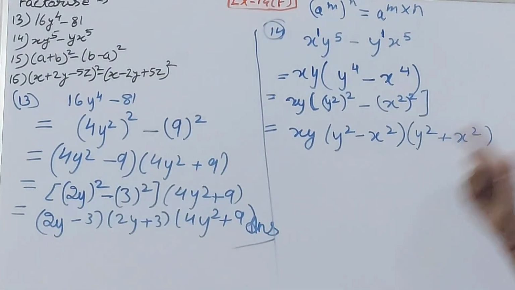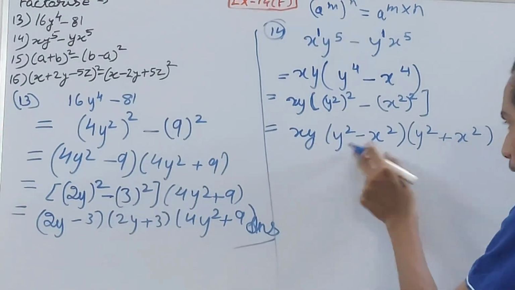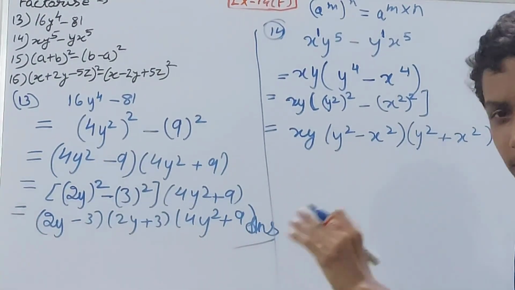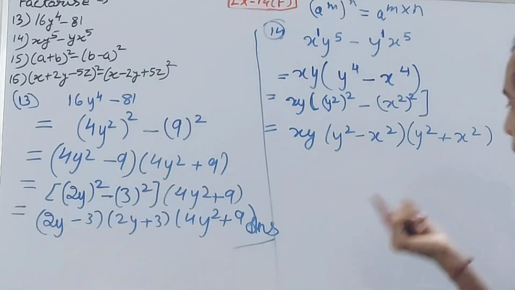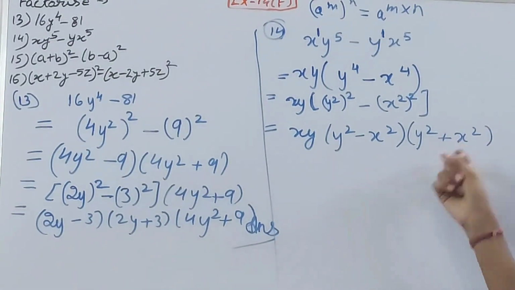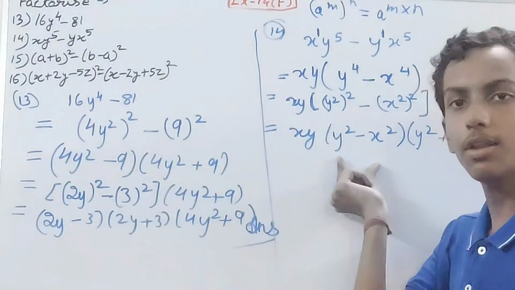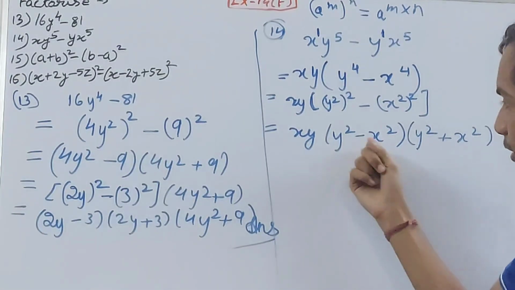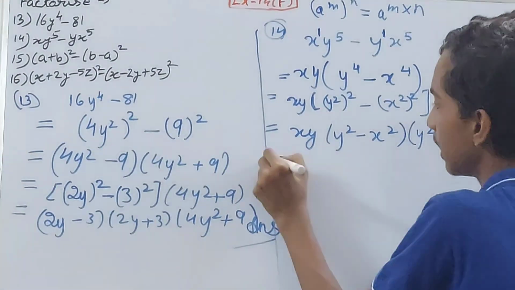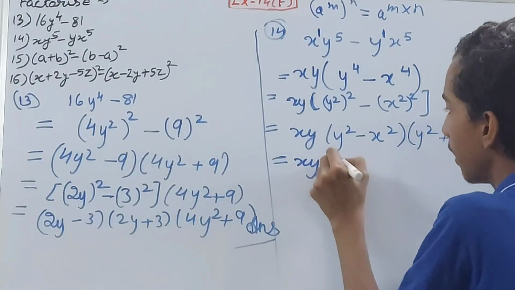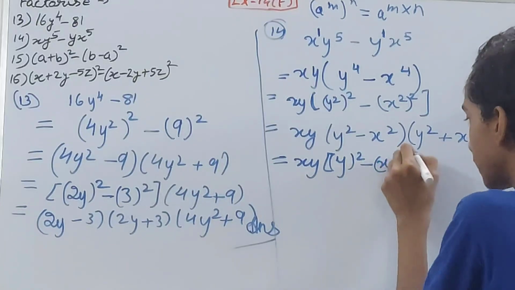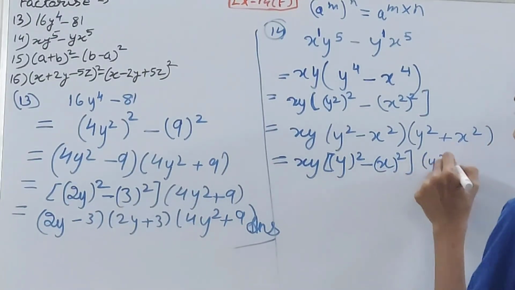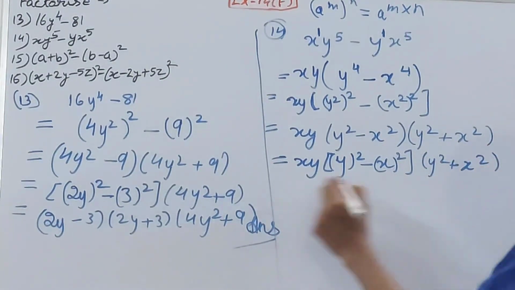Clear? Now still it is not factorized. We have to factorize this further on this bracket, right? The y square plus x square is okay. It cannot be factorized any further because we can't use the a square minus b square identity for this bracket, right? Minus sign is not in between. Here you can factorize it further. You can use a square minus b square because minus sign is there in between. So do that. See, y square is the square of y minus x square is the square of x, and your second bracket is already there, that is y square plus x square.